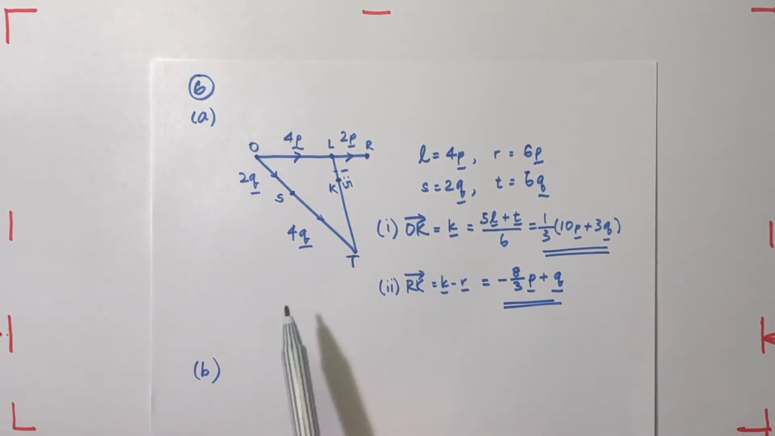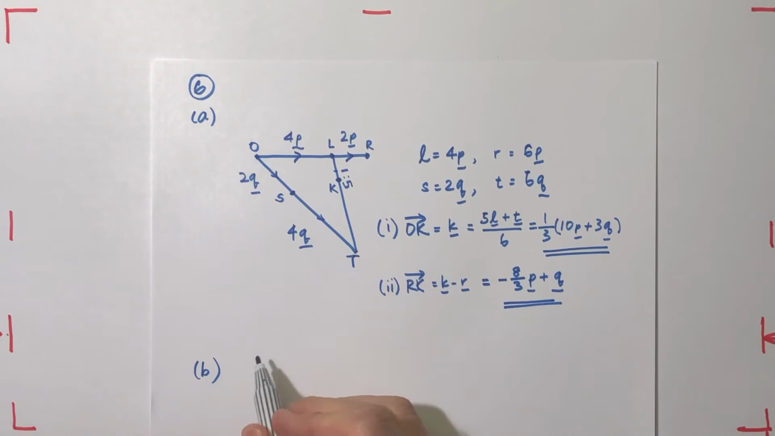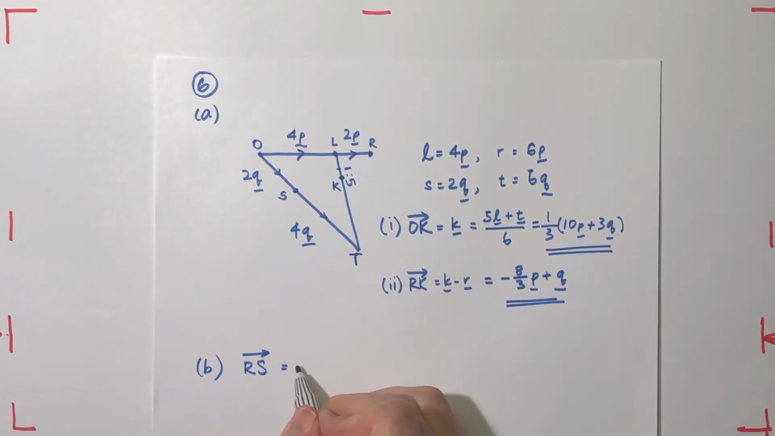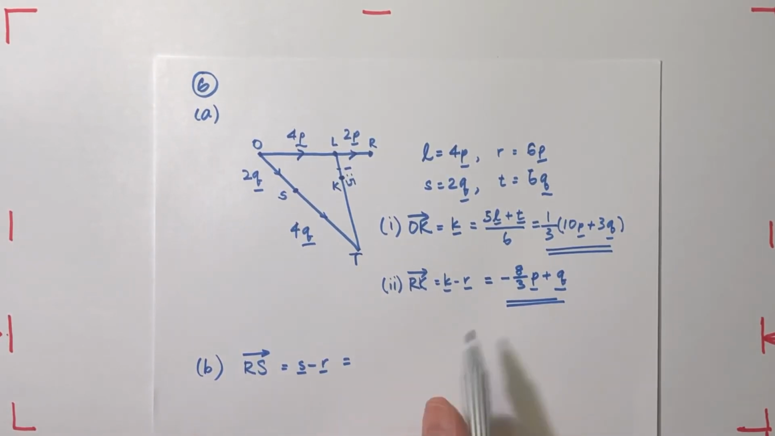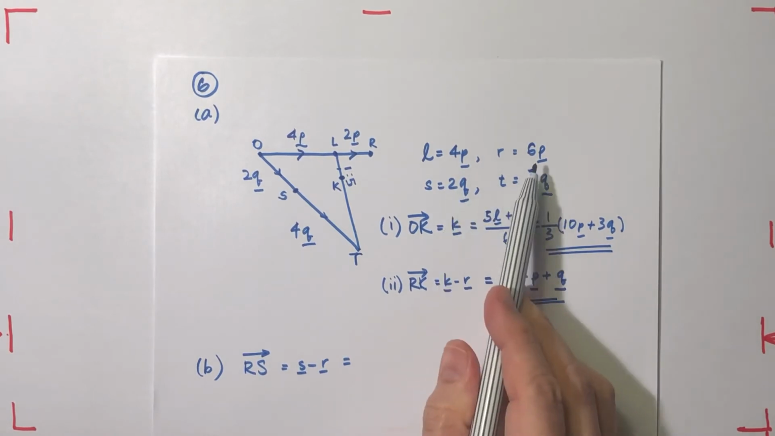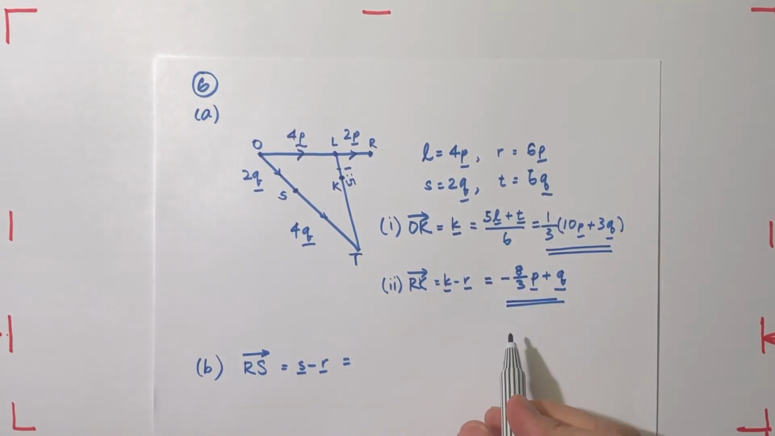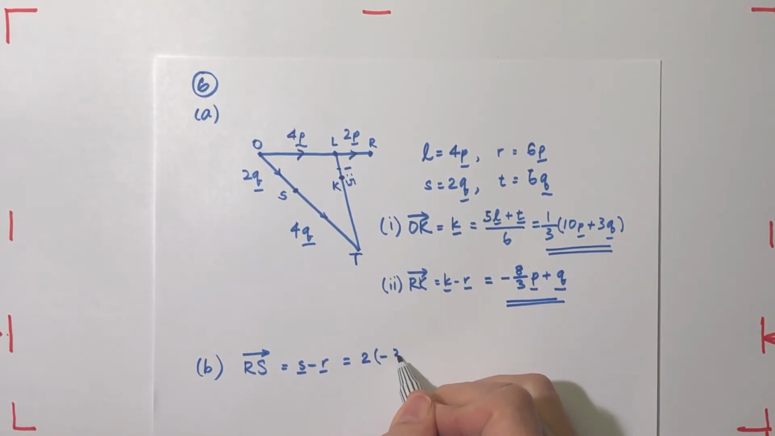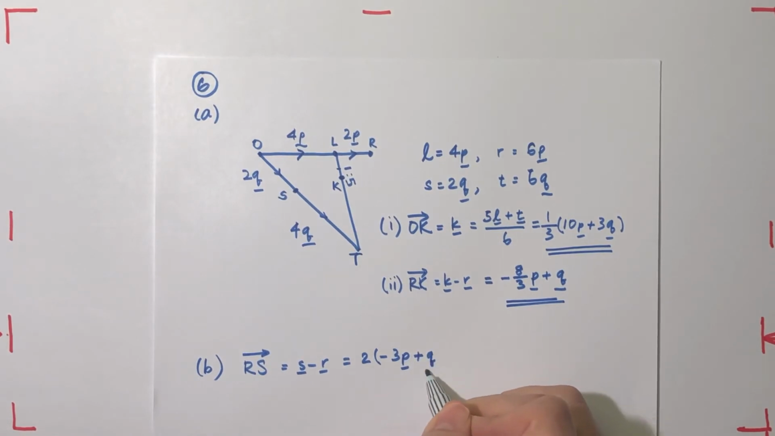For part B, we first work out the vector RS, which is simply position vector S minus position vector R, and that's 2Q minus 6P, which we can write as, factorizing out 2, 2 times minus 3P plus Q.